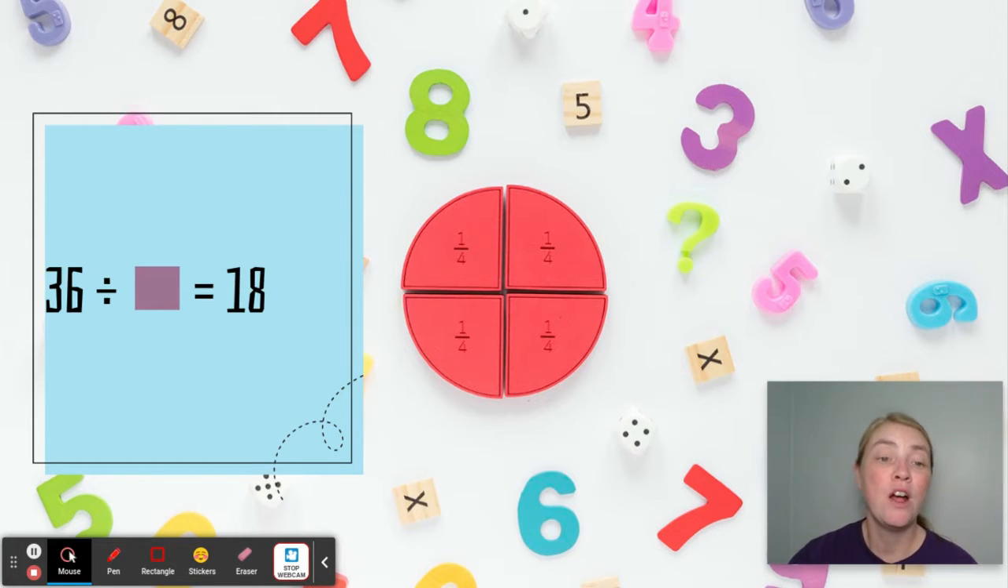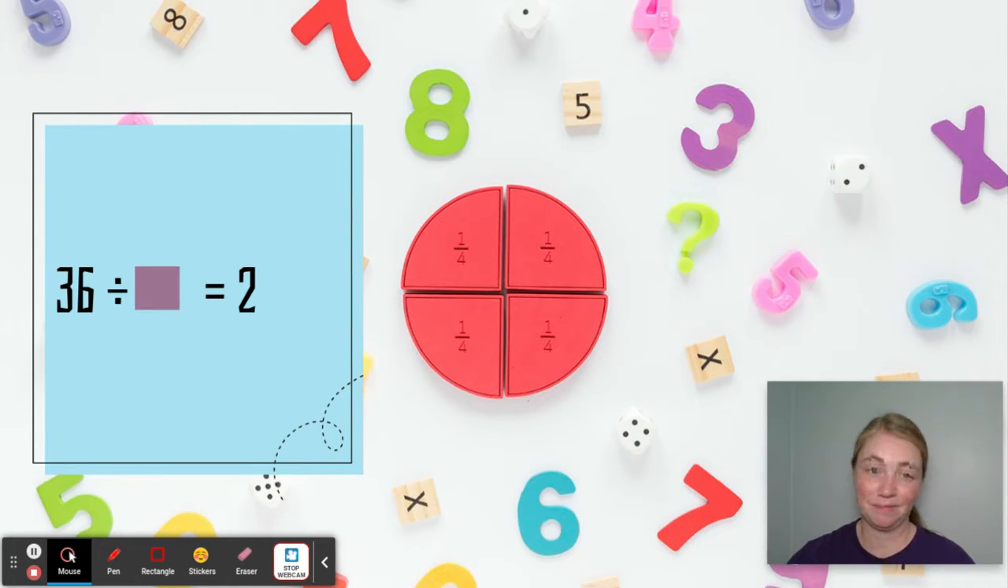Let's keep moving. 36 divided by what number is equal to 18? Wow, those numbers are pretty big. If you said 2, you are correct. Let's keep moving. 36 divided by what number is equal to 0? We've been getting really good at these zeros, and that is in fact the answer, 0. 36 divided by what number is equal to 2? This one's a little bit tricky. But if you said 18, you would be correct.